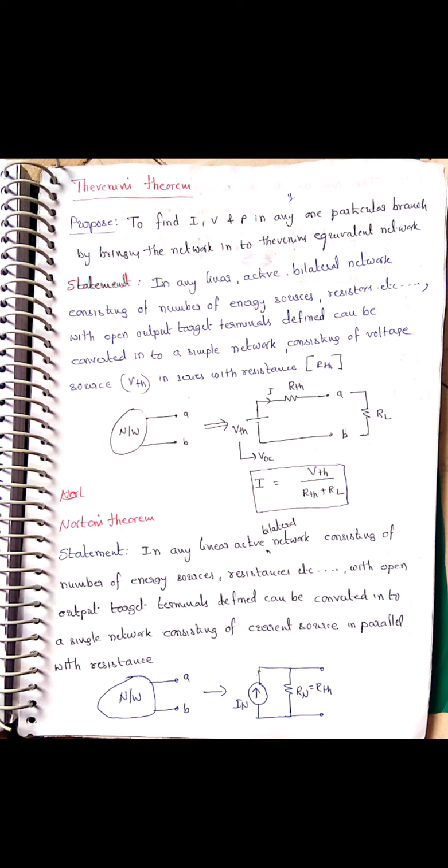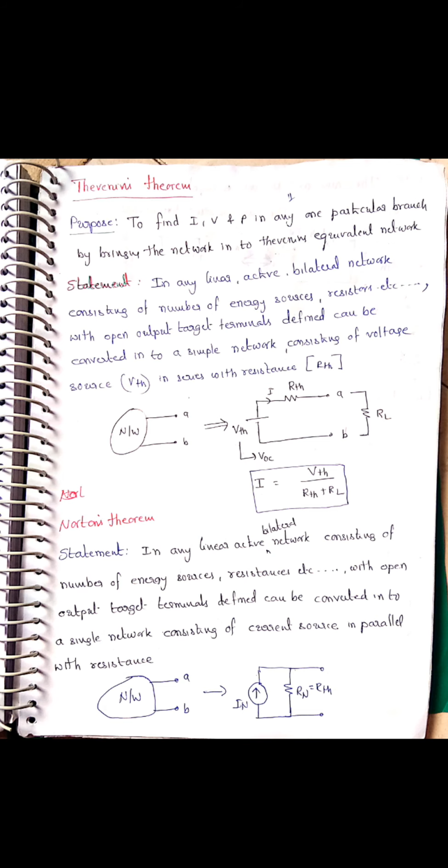And some theorems are different. Those are applicable for bilateral networks. Bilateral means in that network there must be two sources. Unilateral means single source network. Why? Because of one source, in one direction only, current will flow unidirectionally. If current flows in two directions, it is bidirectional.